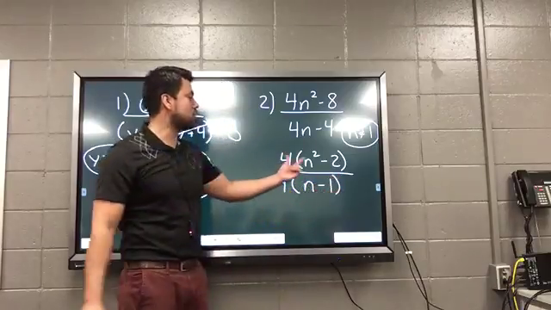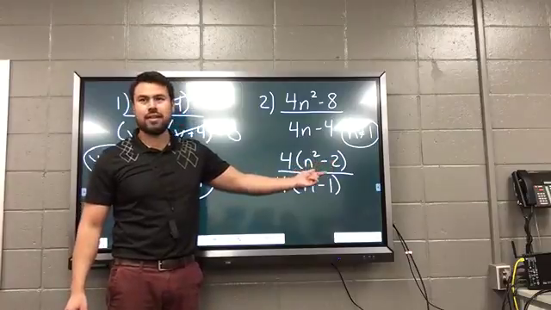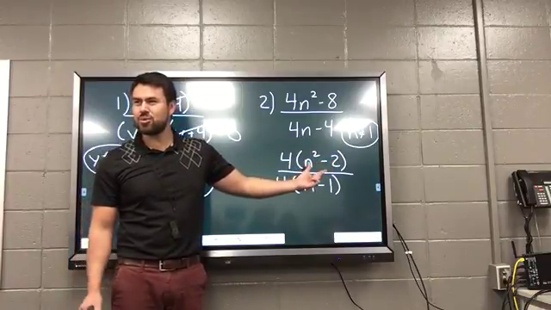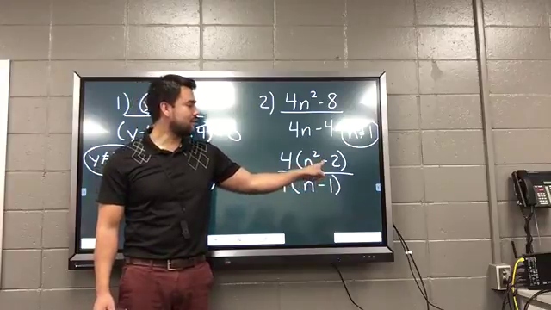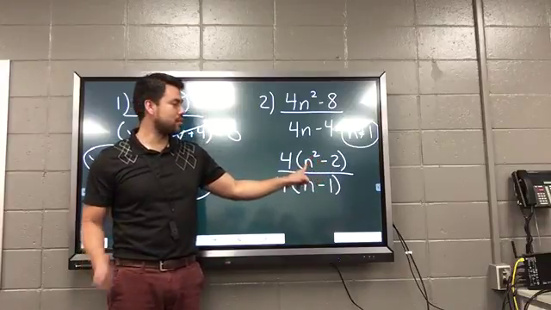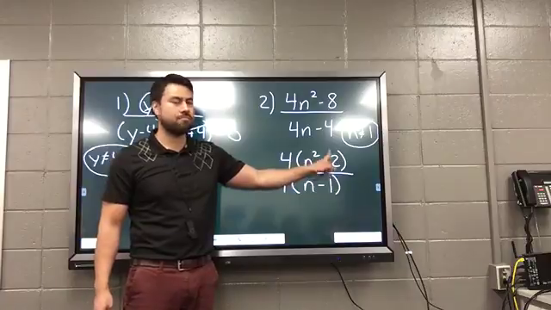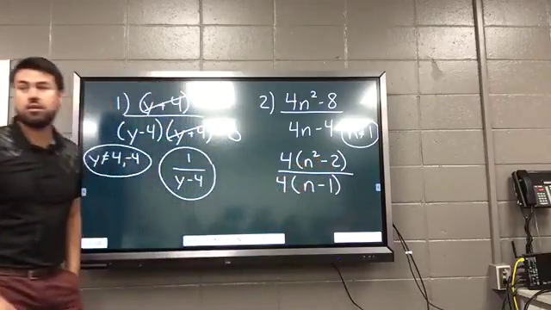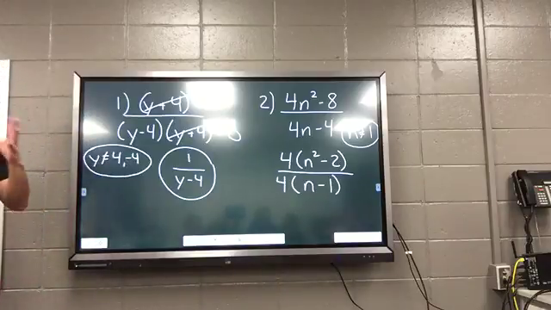Can you factor the numerator anymore? Isn't it a difference of squares? It's a difference, and you can square root it. Can you square root 2? No, it's not a difference of squares. Can this be factored anymore? No, you can't break it down anymore.